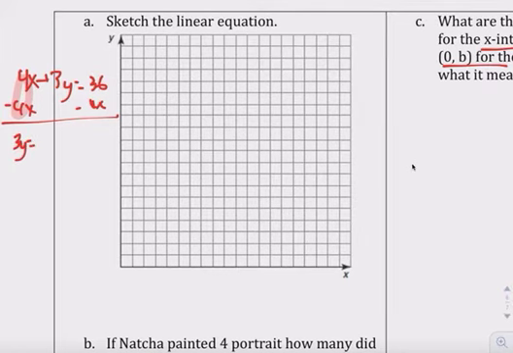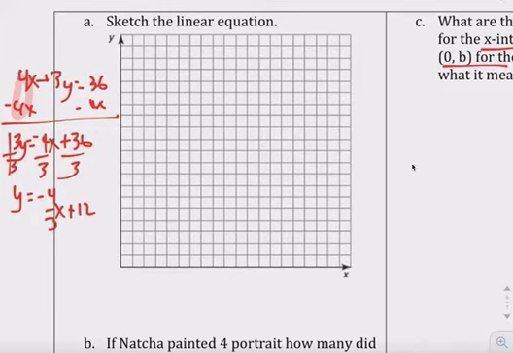3y equals negative 4x plus 36 divided by 3. Y equals negative 4 over 3x plus 12. So you get 12. So 0 here, 1, 2, 3, 4, 5, 6, 7, 8, 9, 10, 11, 12, 13, 14, 15, 16, 17, 18.